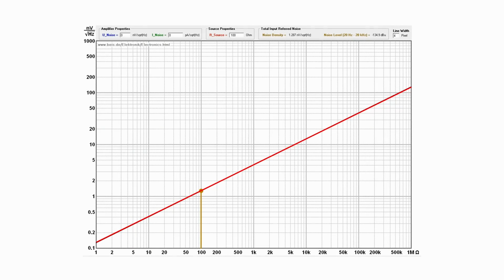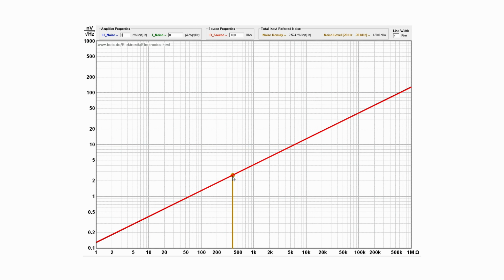In a graph, it would look like this. On the y-axis you can see the amount of noise, and on the x-axis you can see the impedance of the mic. As you can see, the red line rises with increasing impedance. So let's say you would have a microphone with 100 ohms. It would generate this amount of noise. And a microphone with 400 ohms impedance would have a higher amount of noise up here.